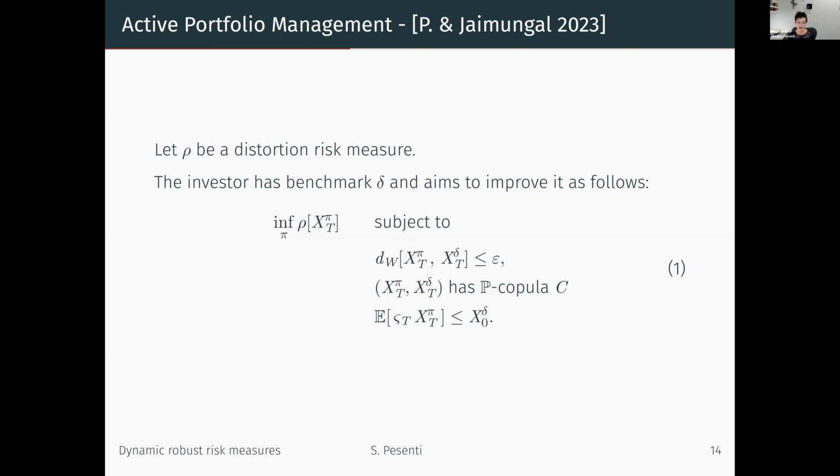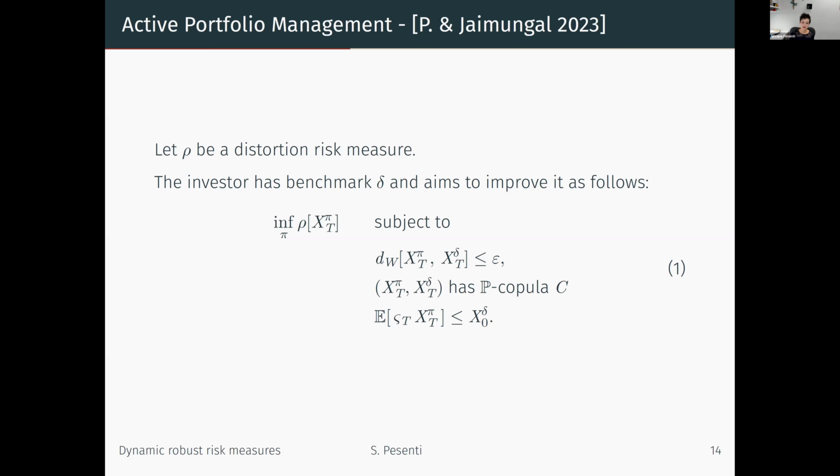So here I wrote down the mathematical problem. We want to find a pi, which is our strategy. There's a continuous time setting, and we want to find the best risk measure. We want to find a better risk measure than the one that the benchmark has. And of course, if you like the benchmark, but you want to improve upon its risk profile, you have to deviate from the benchmark.